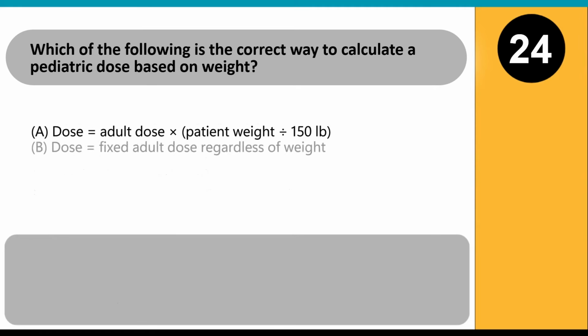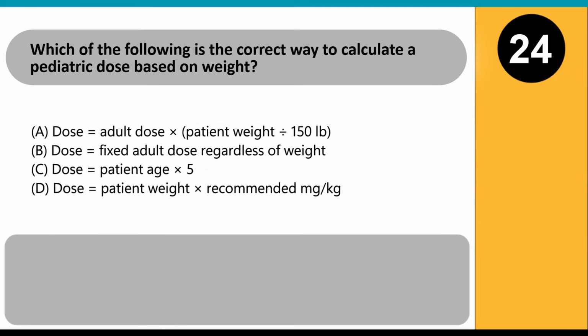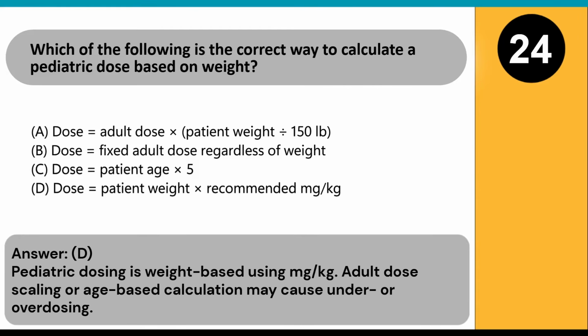Which of the following is the correct way to calculate a pediatric dose based on weight? A. Dose equals adult dose times patient weight divided by 150 pounds. B. Dose equals fixed adult dose regardless of weight. C. Dose equals patient age times 5. D. Dose equals patient weight times recommended mg/kg. Answer: D. Pediatric dosing is weight-based using mg/kg. Adult dose scaling or age-based calculation may cause under- or overdosing.